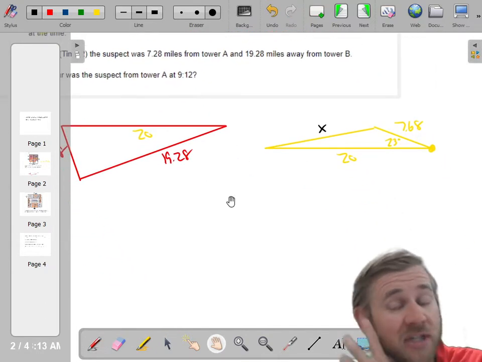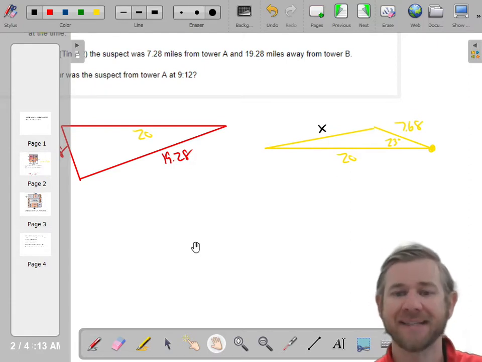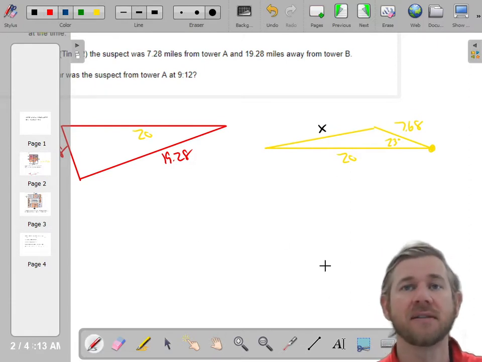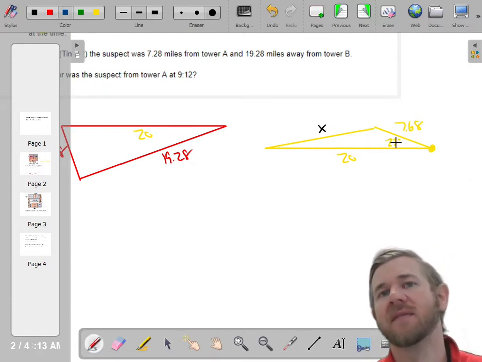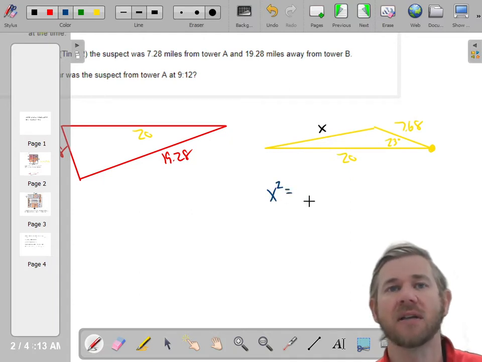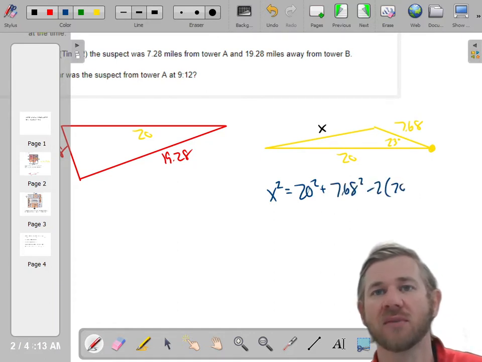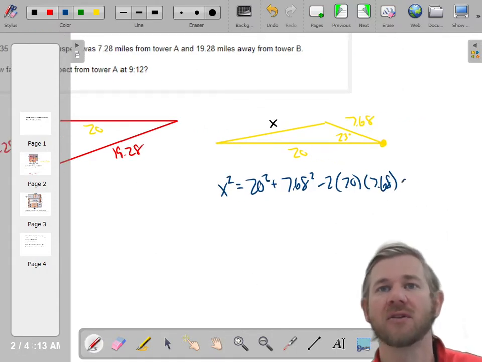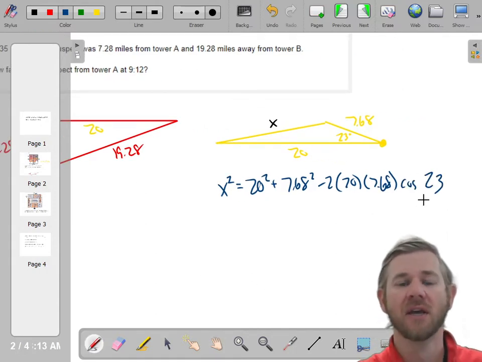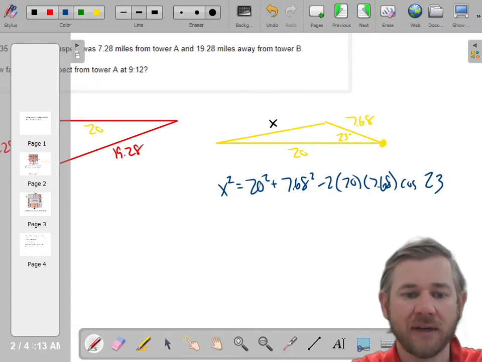Now, you need to know what information you have. You have side, angle, side. Side, angle, side means you need to use the law of cosines. So with the law of cosines, since we have this angle, I'm going to say x squared equals, now remember it's the other two sides, so 20 squared plus 7.68 squared minus 2 times those sides. And then you need the cosine of the included angle, which is 23 degrees.